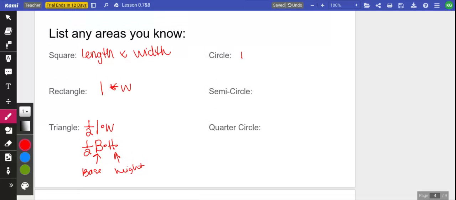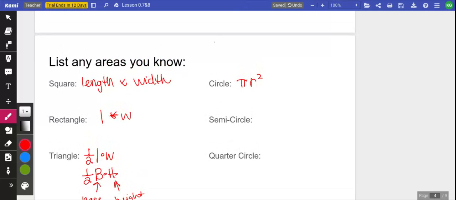For a circle, it's pi times radius squared. And we have to real quick talk about radius versus diameter. So the radius of a circle is a line from the center to a side. The diameter of the circle is all the way across the circle from side to side through the center. So the radius is halfway, and the diameter is all the way across a circle.